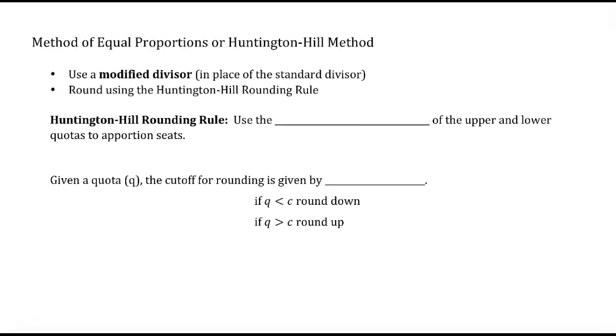In 1941, Congress passed a law that established that the House will have a fixed size of 435 seats. They also established that a permanent method of apportionment needed to be used, so that apportionment was not political, but instead purely mathematical. The Huntington-Hill method does use a modified divisor in place of the standard divisor, but the rounding method is much different. It's not conventional, and it's not upper and lower quotas. Rather, the Huntington-Hill rounding rule uses the geometric mean of the upper and lower quotas.